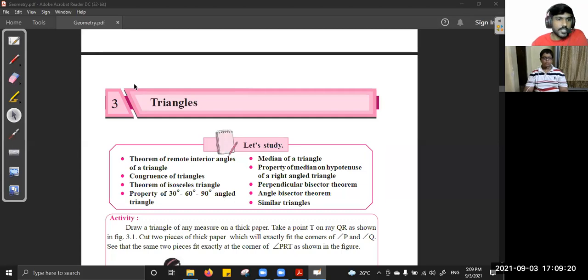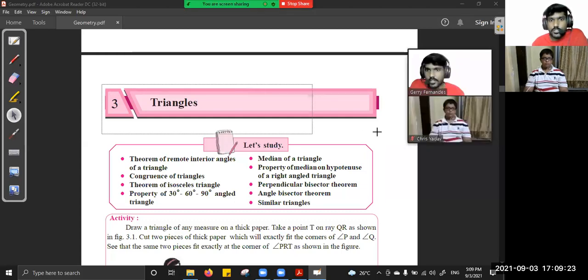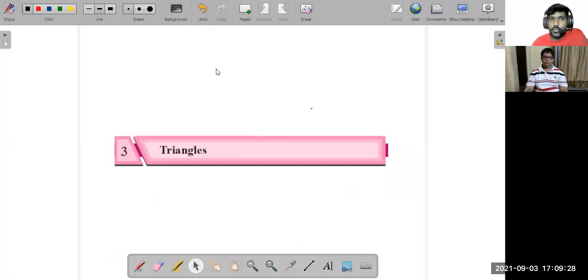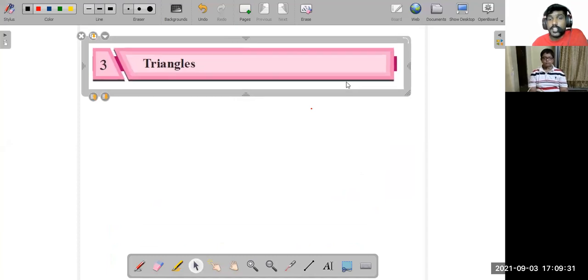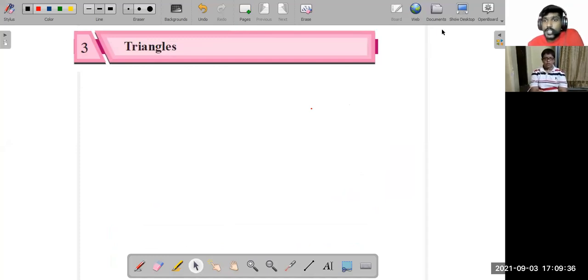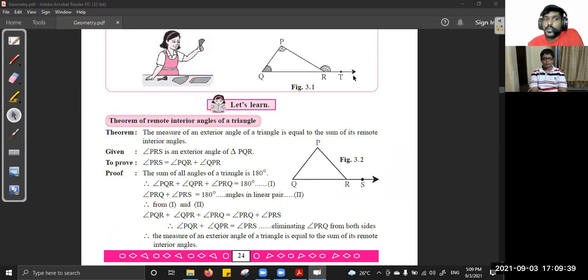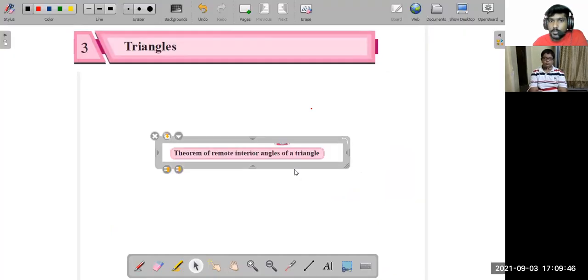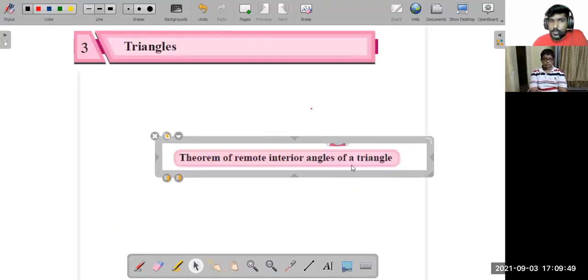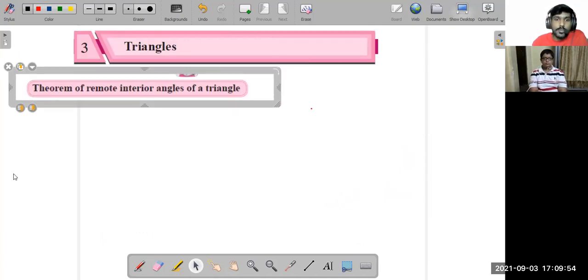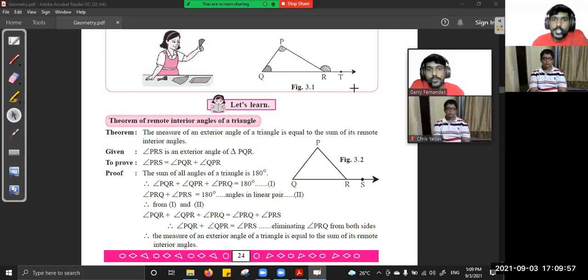Okay, so we'll start with triangles. This chapter is all about triangles and mainly the properties of triangles. There are several properties, and the very first and very important one is the theorem on remote interior angle. We'll not do the proof, just the application and what this theorem says. The proof is not that important, but the result is very important. Before that, understand what a remote interior angle is.